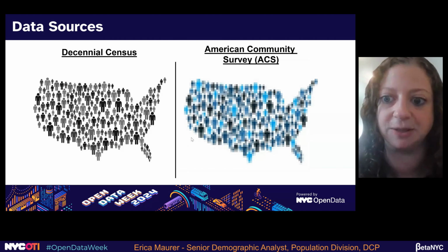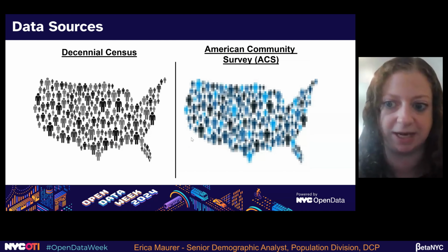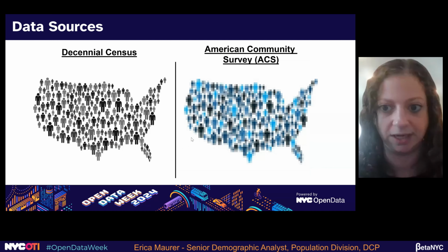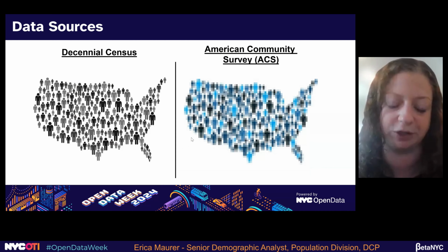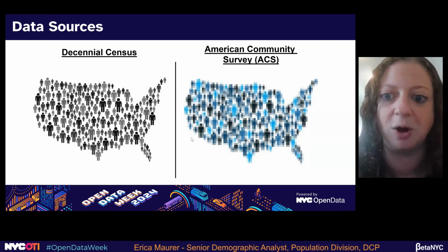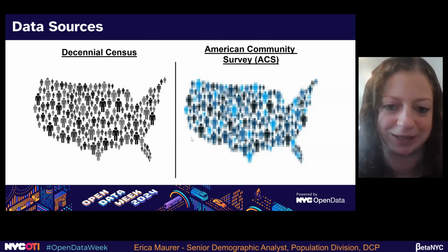In Population MapViewer, we have two sources of data that the maps are using. We have the decennial census and the American Community Survey, or I'll refer to it as the ACS. Hopefully, most of you have worked with these data. So what I will go through in the next couple slides will just be a quick refresher.